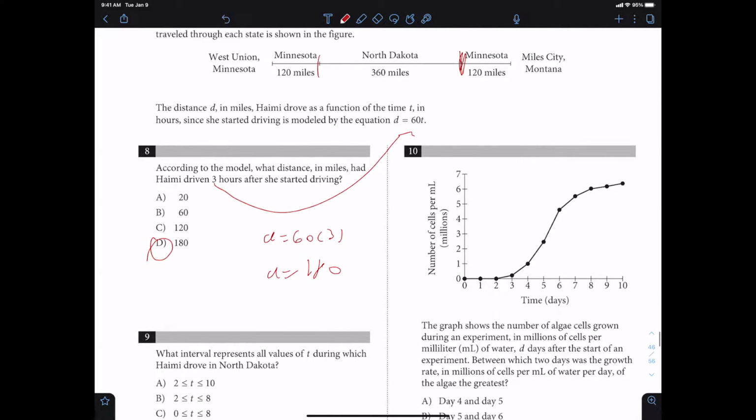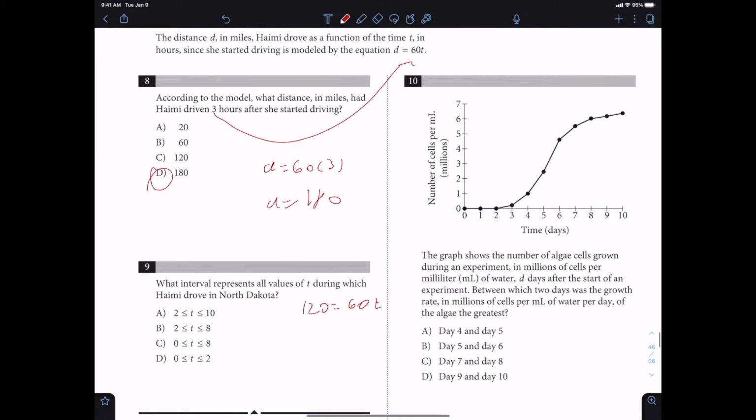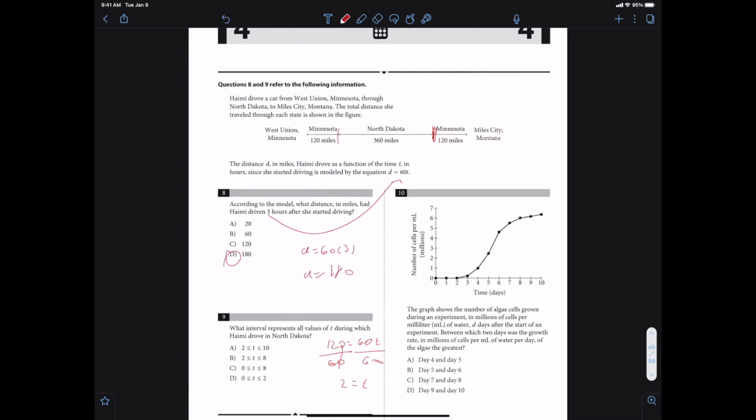If D is 60t and we have 120 miles at the very end of Minnesota, right? So we have 120 miles, and that's going to equal 60 times t. So we can figure out how many hours. Let's divide by 60. That's going to be 2 hours, right? So Minnesota was a total of 2 hours.